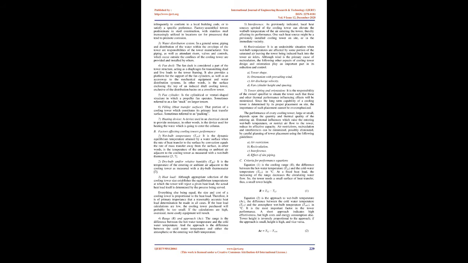3. Water distribution system. In a general sense, piping and distribution of the water within the envelope of the tower are responsibilities of the tower manufacturer. Side piping, as well as attendant risers, valves, and controls, which occur outside the confines of the cooling tower, are provided and installed by others.